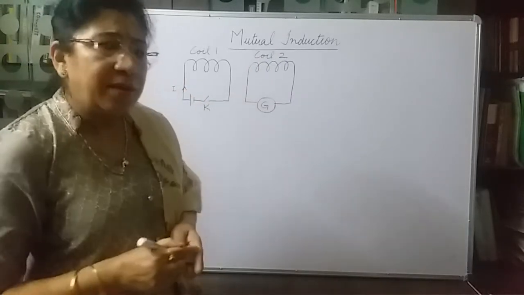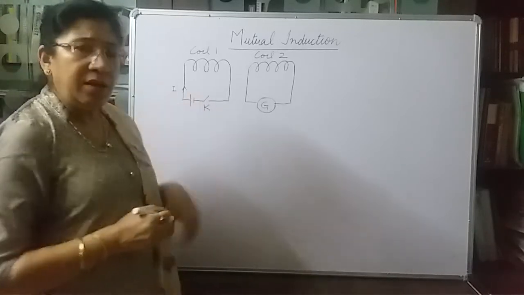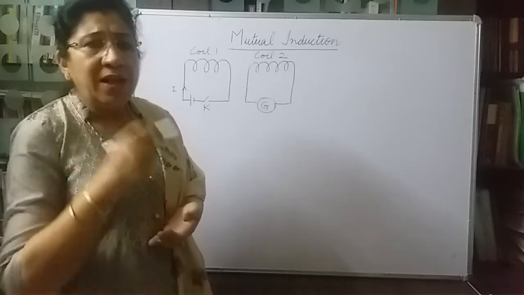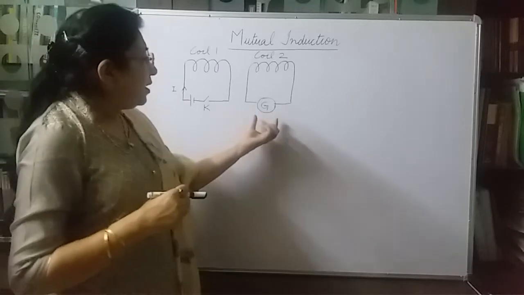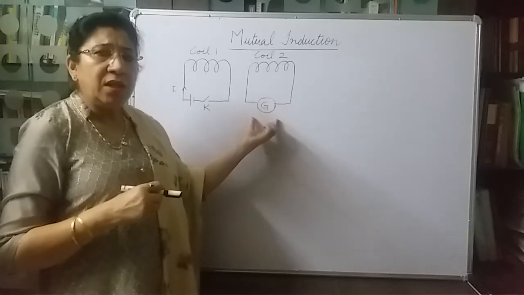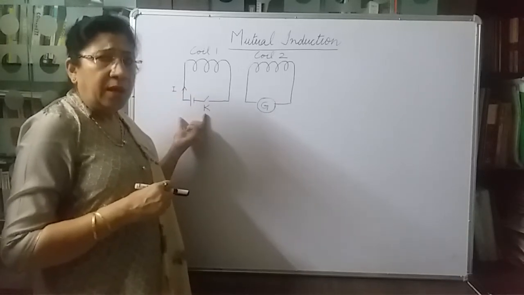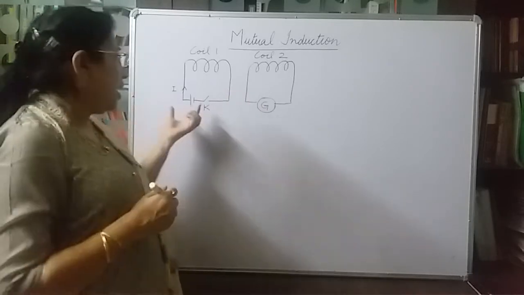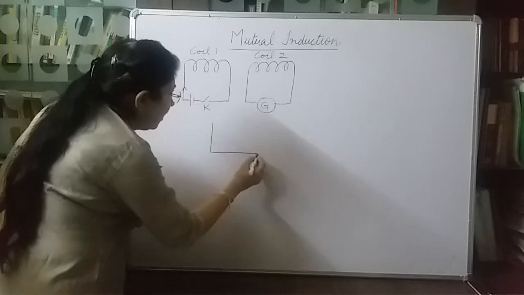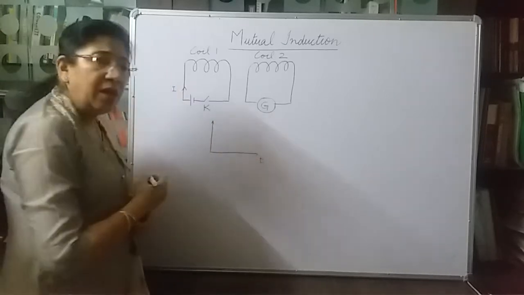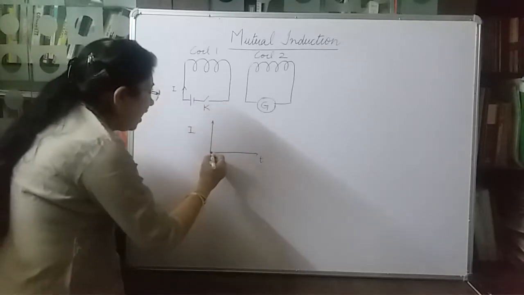When we press the tapping key in coil 1, the current in coil 1 will start rising. At that instant, when the current increases, the magnetic flux linked with coil 2 due to the current in coil 1 will change because the current is rising from 0 to I. I had told you that if we plot a graph between current and the time taken for the rise of the current, we have such a graph.